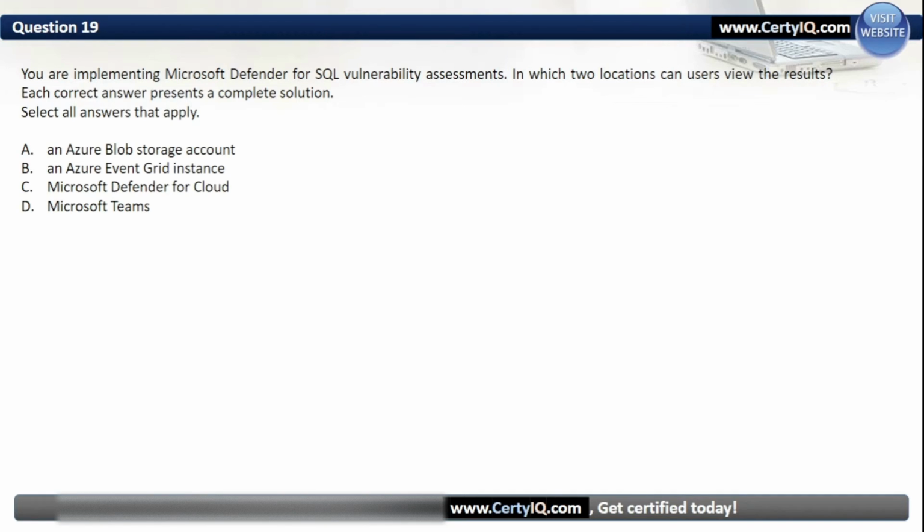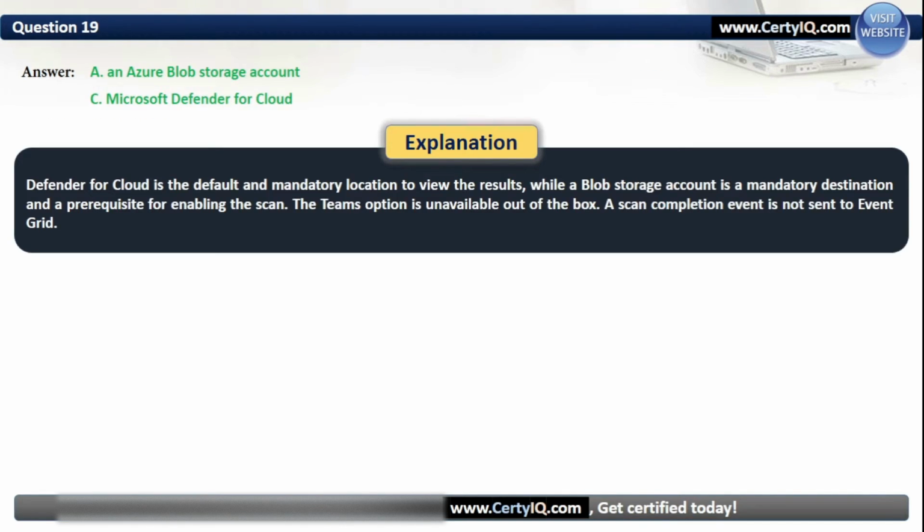The correct options are A and C, that is an Azure Blob Storage account, and Microsoft Defender for Cloud. Defender for Cloud is the default and mandatory location to view the results, while a Blob Storage account is a mandatory destination and a prerequisite for enabling the scan. The Teams option is unavailable out of the box. A scan completion event is not sent to Event Grid.